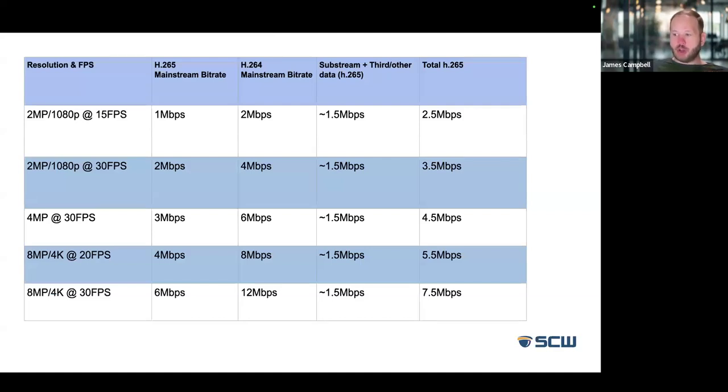So this chart here goes over basically what a typical security camera actually uses. And these are our defaults. There are going to be variations out there as well, but this is pretty standard across the board, I would say. We've got a couple of columns over here. The first one is the resolution and the frames per second. So if you see over here, 1080p or 2 megapixel at 15 frames a second uses about 1 megabit per second of mainstream bitrate.